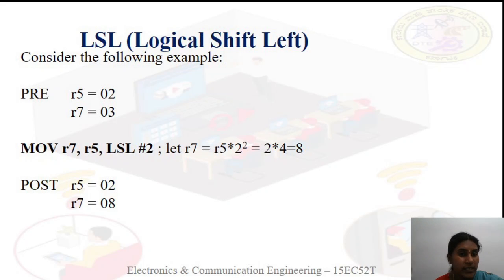You can do it like this also, or as I told you, LSL is nothing but a multiplication by 2 to the power of the amount specified. So the content is 2. 2 into 2 to the power of the amount specified, which is 2. So 2 into 2 to the power of 2 is nothing but 2 into 4, that is nothing but 8. So the answer is 8, the same. So your answer is correct.